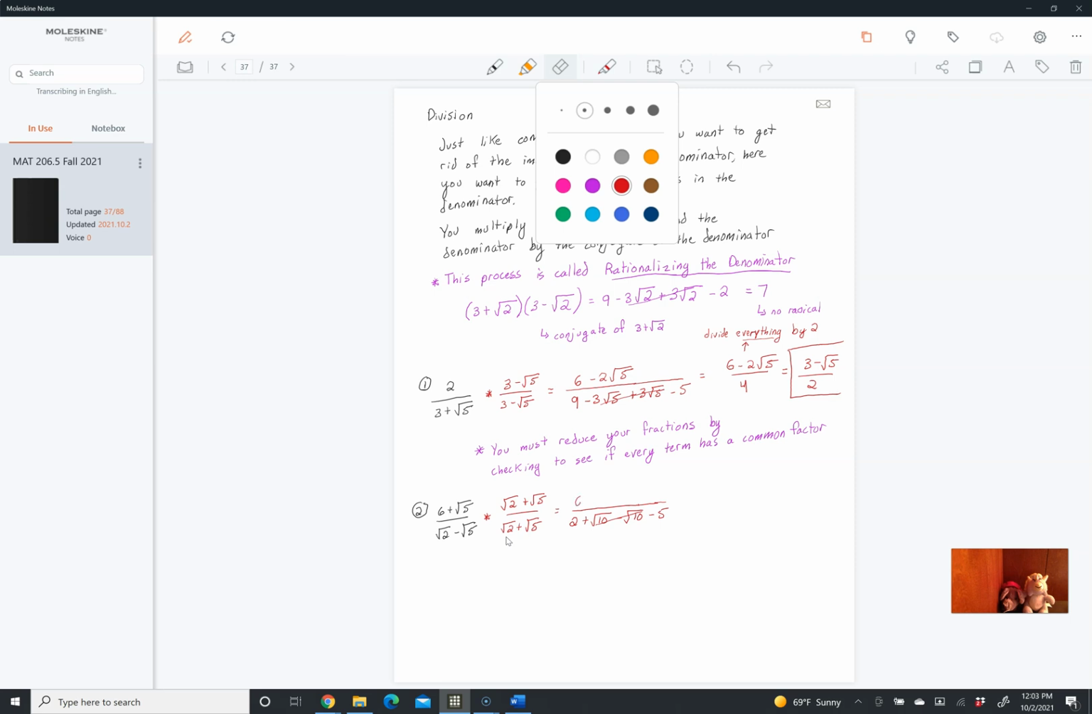6 times the square root of 2 is just 6 root 2. Then we have 6 times the square root of 5, so plus 6 root 5. And then square root of 5 times square root of 2 is square root of 10. So plus square root of 10. And then square root of 5 times square root of 5, which is just 5.